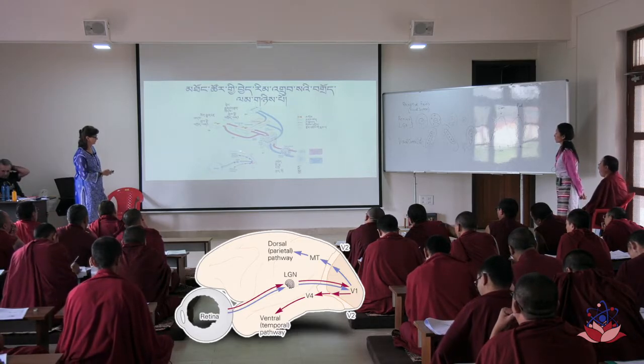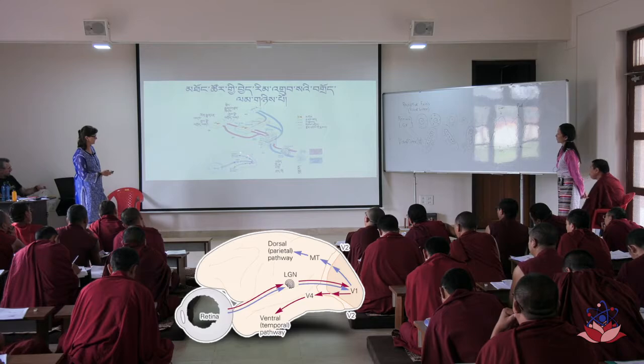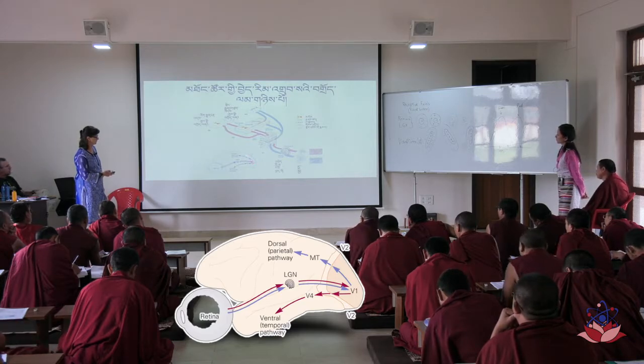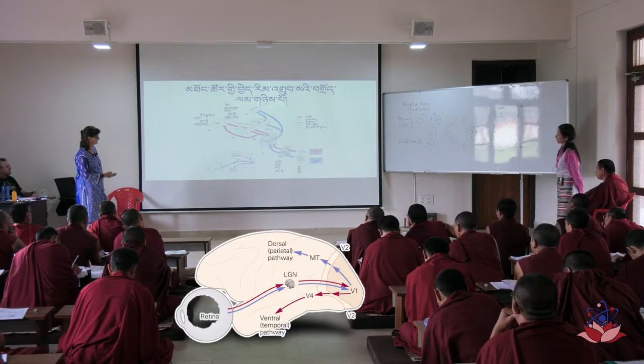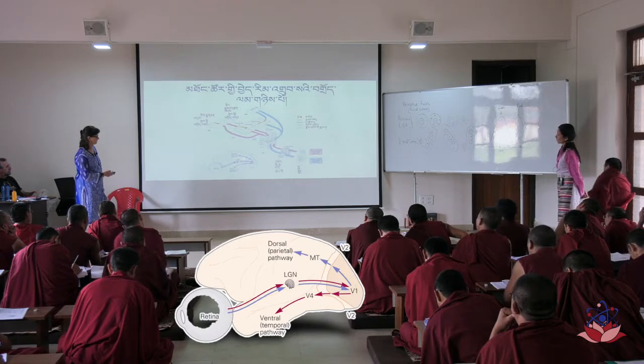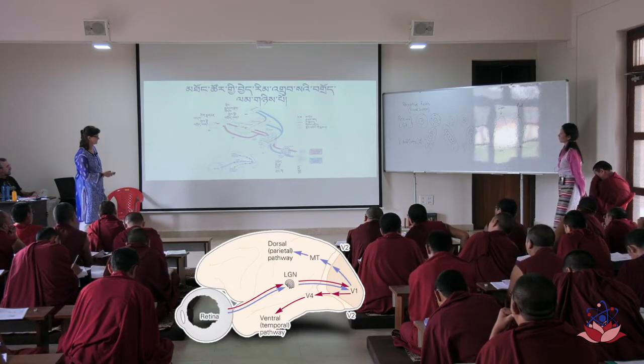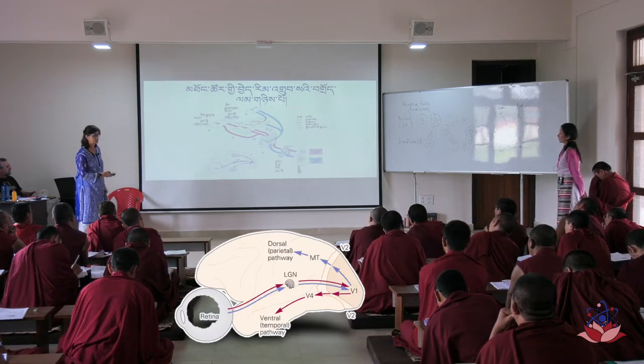And this other stream moving up toward the parietal cortex from V1 to V2 to MT, this stream is analyzing the question of where is something in space? Where is it?